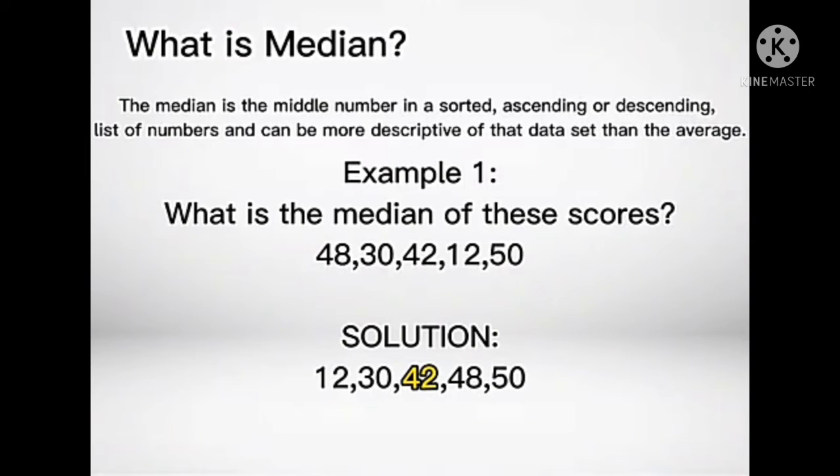When we say median, we always remember the word middle. Here's the example: 48, 30, 42, 12, 50. To find the median, we need to arrange all the scores from descending to ascending sequence, so we have 12, 30, 42, 48, and 50. The middle score is 42, so the median is 42.